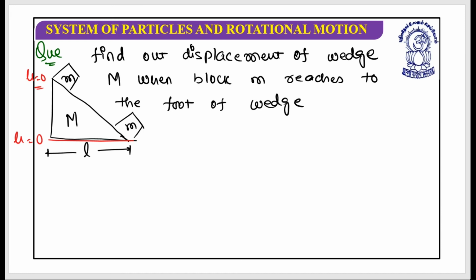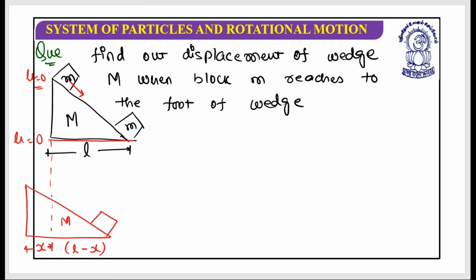So what I understood is that when this is moving, let's assume this is the reference line and this wedge has been displaced something like this. Yes, now it is over here and this has been displaced by X. So if this is X, this needs to be L minus X. Is it clear that if this is X, this is L minus X?